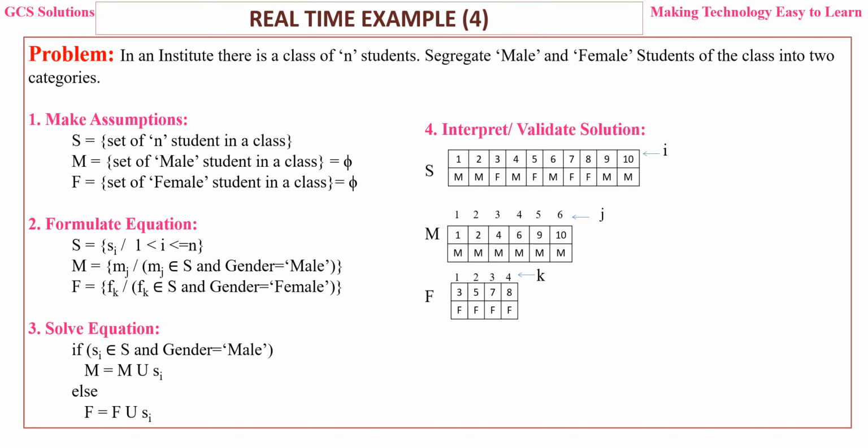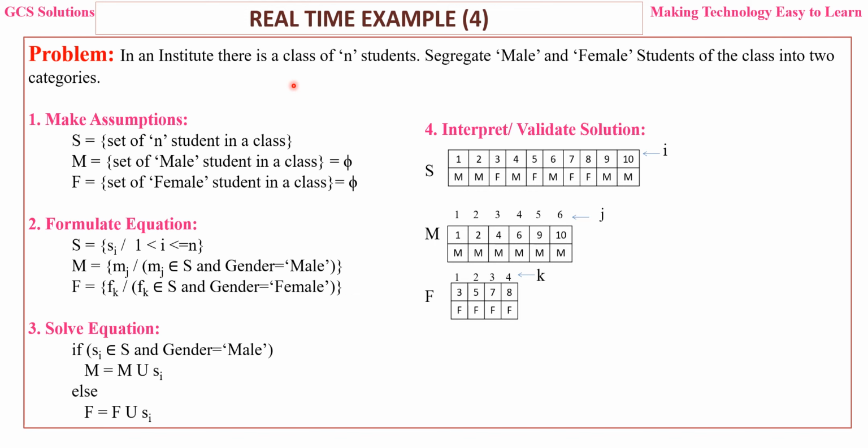Next example. Now here I have a little bit of a real world scenario. In an institute, there is a class of n students. Now the task given to a student is to segregate male and female students of a class into two categories, that is male category and female category.